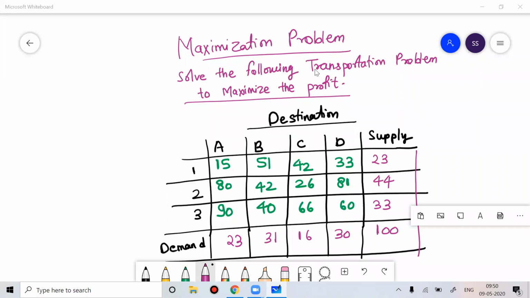If you notice in this problem, the matrix that you can see is the maxima matrix. If you notice in this problem.